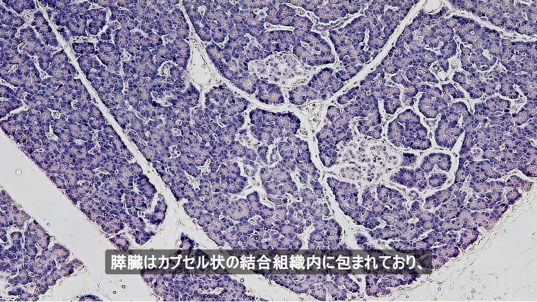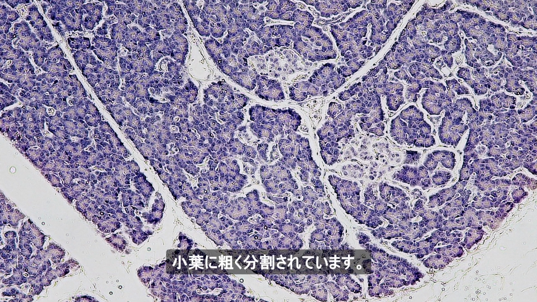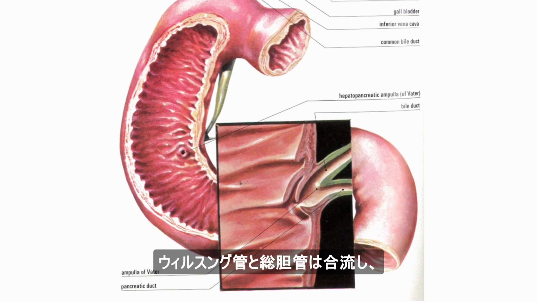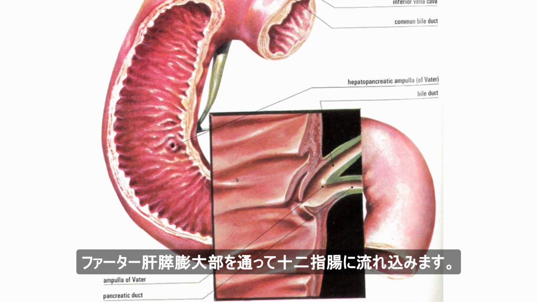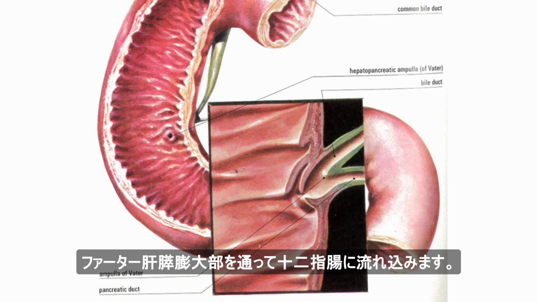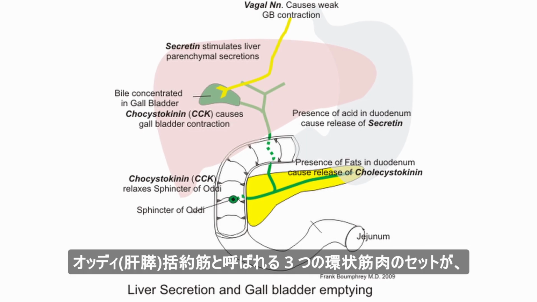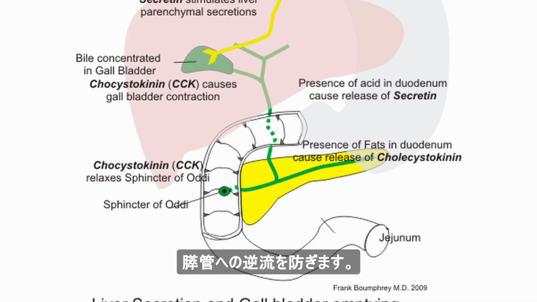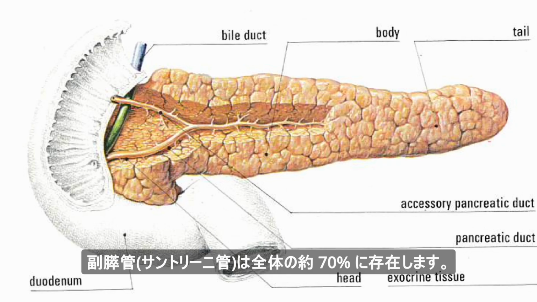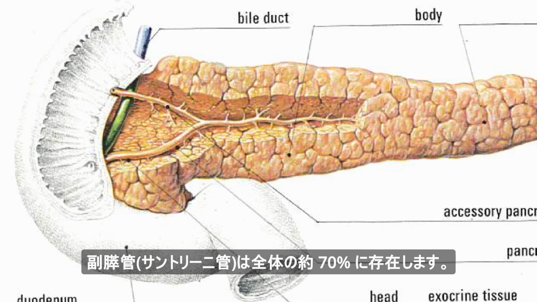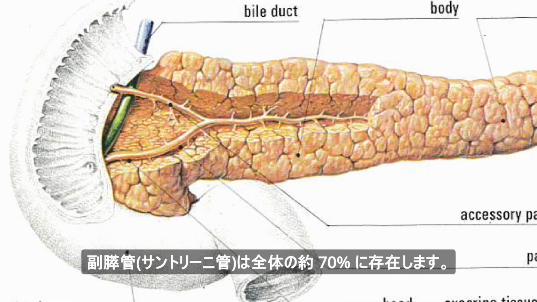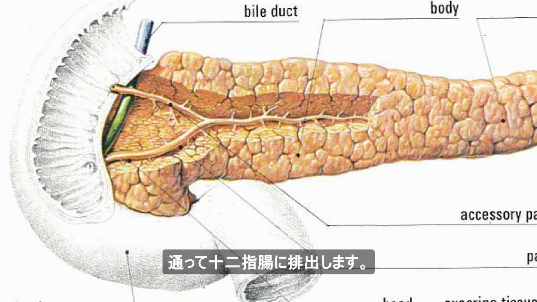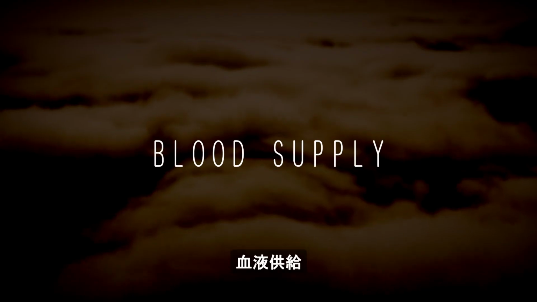The pancreas is enclosed within capsule-like connective tissue and partitioned coarsely into lobules. The pancreatic duct of Wirsung and the common bile duct merge and empty into the duodenum through the hepatopancreatic ampulla of Vater. A set of 3 circular muscles called the hepatopancreatic sphincter of Oddi prevents reflux into the pancreatic duct. The accessory pancreatic duct of Santorini is present in about 70% of the population. The minor duct drains the uncinate process and part of the head into the duodenum through the minor duodenal papilla.